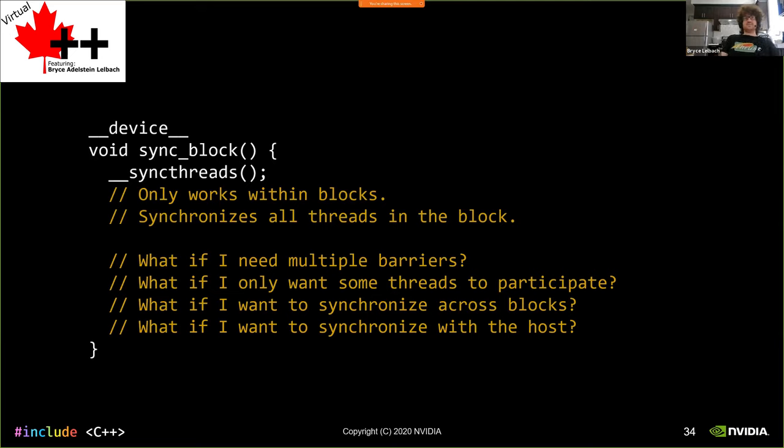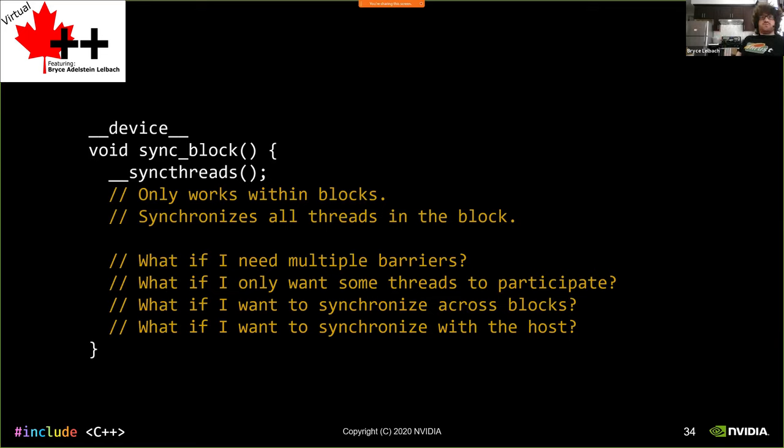Now, there's some limitations with this. It only works within blocks. If you need to synchronize across blocks, you have to go build something yourself. And it only synchronizes all of the threads in the block. There's no option for some of the threads to not participate in the synchronization. There's also only really one barrier. You'll notice this is just a function that takes no arguments. There's no way for you to say, this particular synchronization is the one that I want you to participate in. It's just this one barrier, and you have to make sure that all the other threads line up and happen to be calling sync threads at the same time as you. And there's also the issue of, what if I want to synchronize with the host?